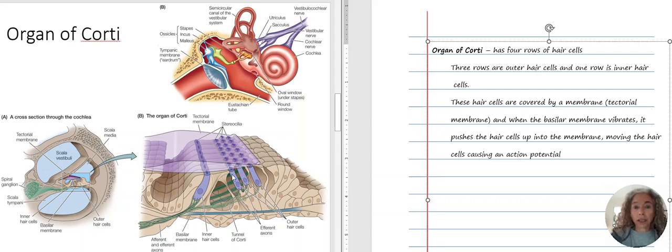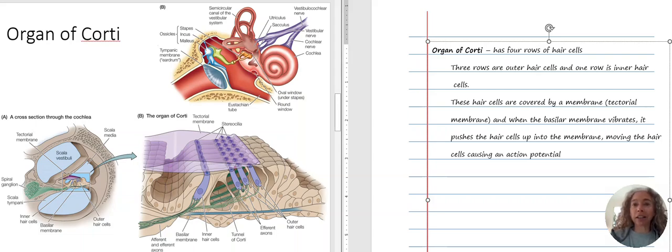This region of the cochlea, the organ of Corti, has 4 rows of hair cells, and you can see these 3 here, the purple cells, and then this inner one over here. So these 3 rows are considered the outer hair cells, and then this 1 row is considered the inner hair cells. These hair cells are covered by a membrane. You can see that up here, that tectorial membrane. And when the basilar membrane vibrates, it pushes these hair cells up into that tectorial membrane, and thus moving the hair cells. We know the response when hair cells move, right? Then you get that action potential ensuing.